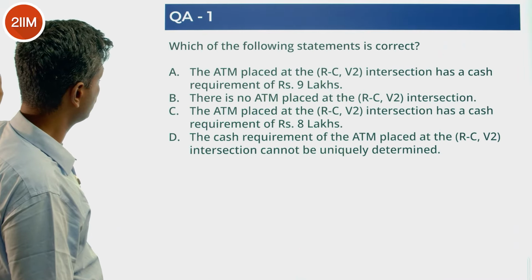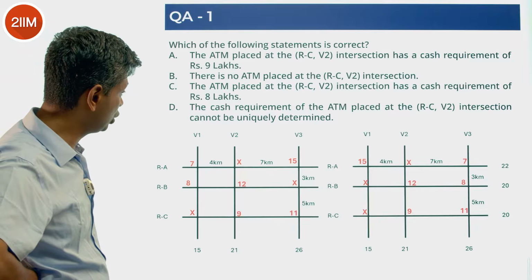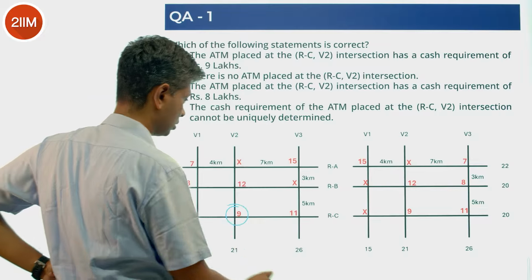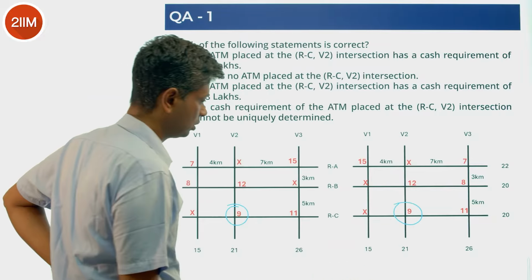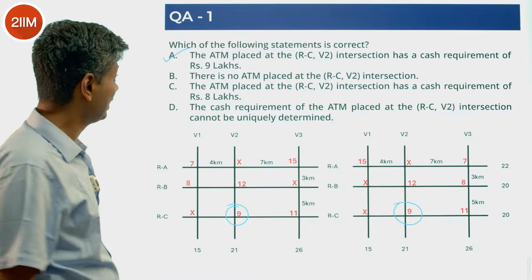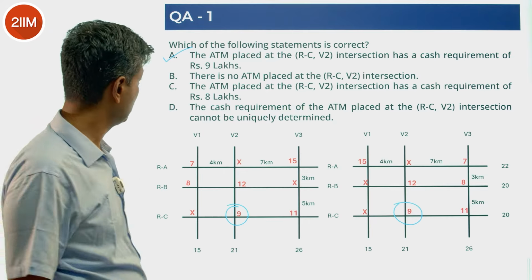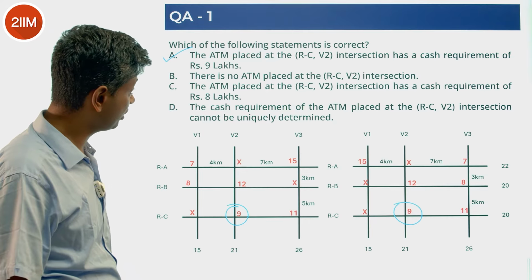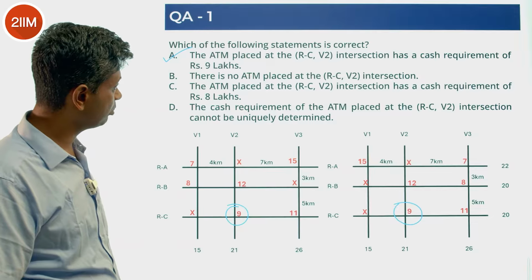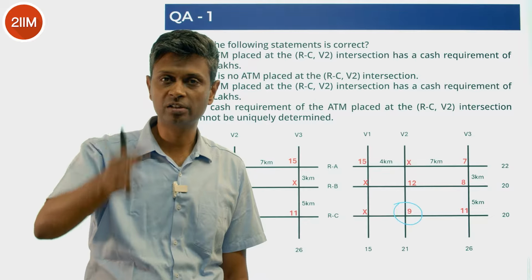Let's attempt these questions. Which of the following statements is correct? The ATM placed at RCV2 junction has a cash requirement of 9 lakhs. That's correct. I'm going to still eliminate the others. There is no ATM placed at RCV2. That's not the case. The ATM placed at RCV2 intersection has a cash requirement of 8 lakh. That's not the case. The cash requirement of the ATM placed at RCV2 intersection cannot be uniquely determined. Not the case. It can be. It is 9. Choice A.